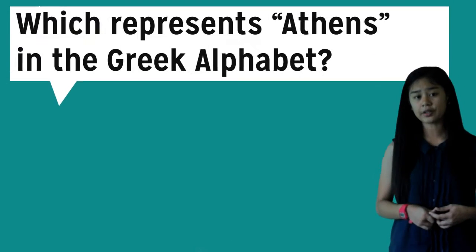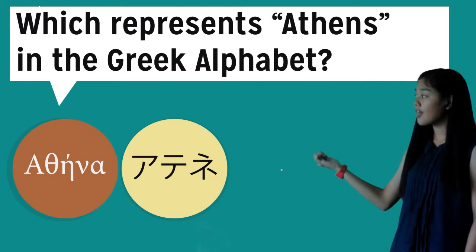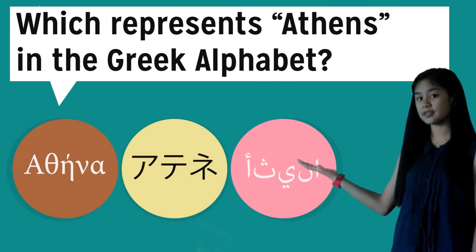Which of the following represents the city in Greek alphabet? This, this, or this?